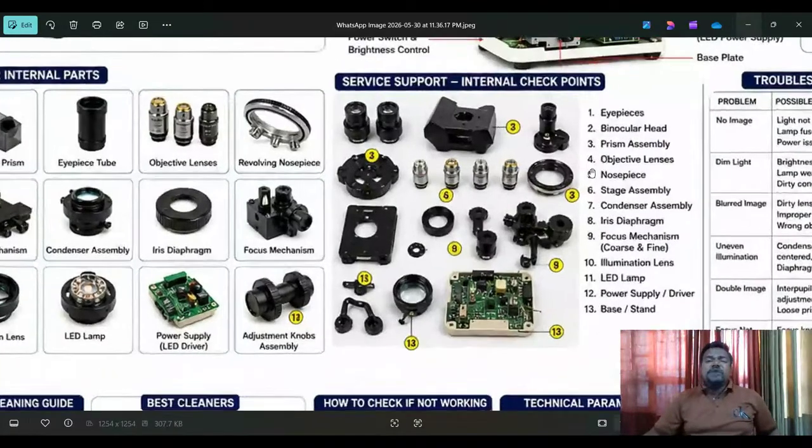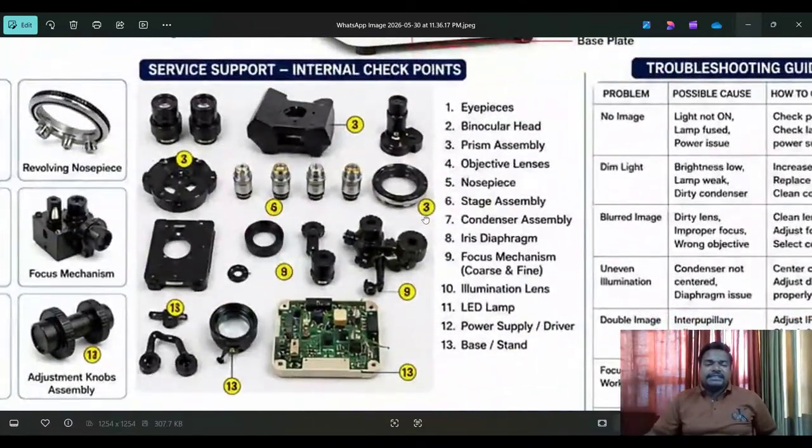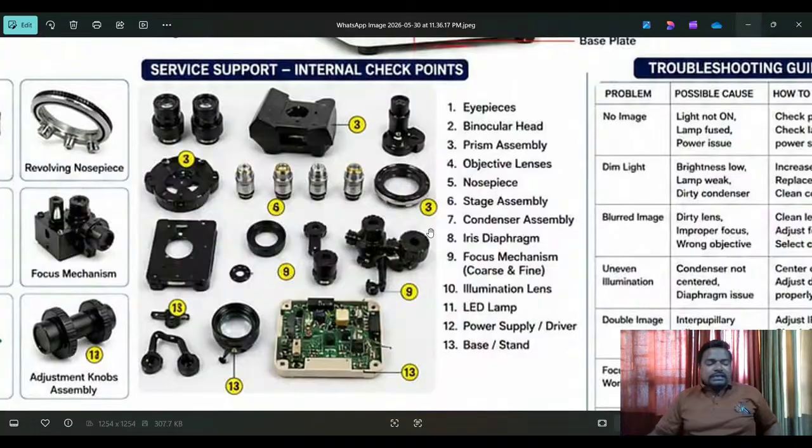Right. Come to the service point of the internal checkpoints. See, this is the binocular microscope. It is a small topic, but I am going to explain it very clearly. Whoever has great experience in this microscope, that person only can explain all things. Your senior can explain to you.